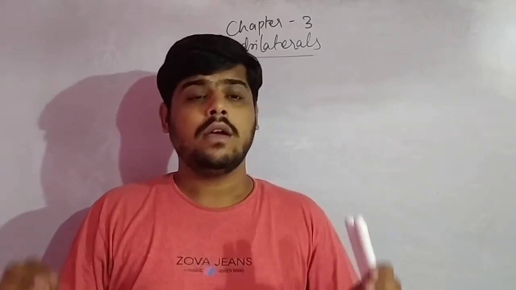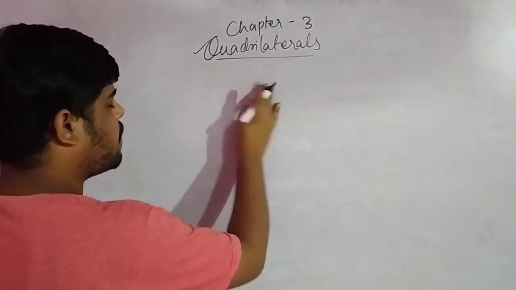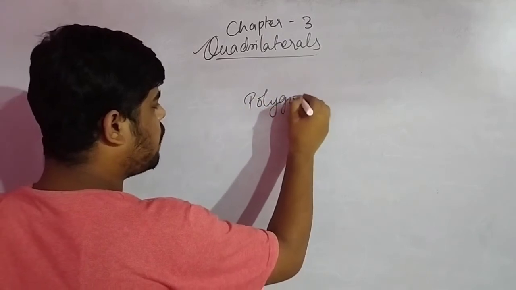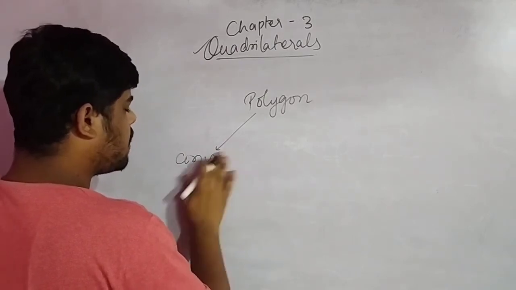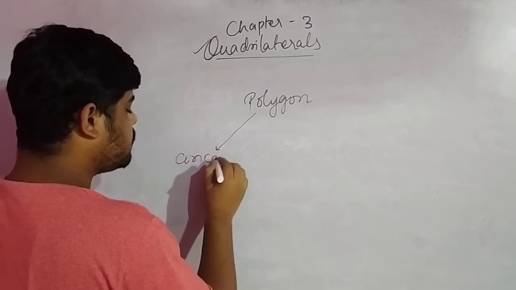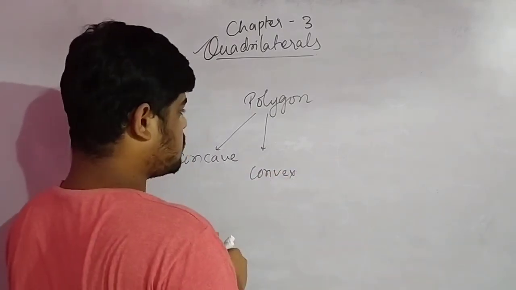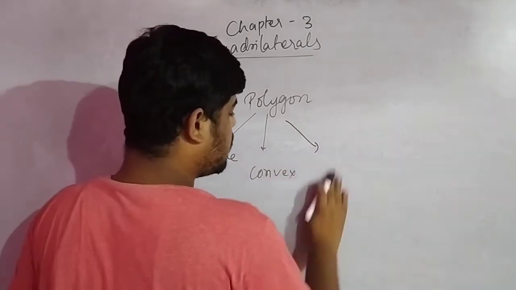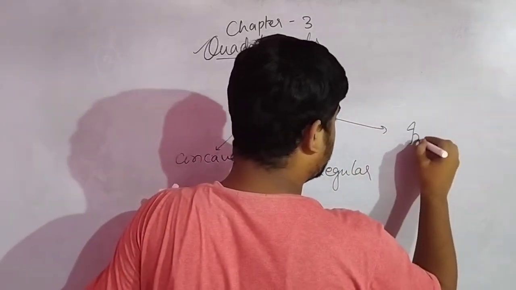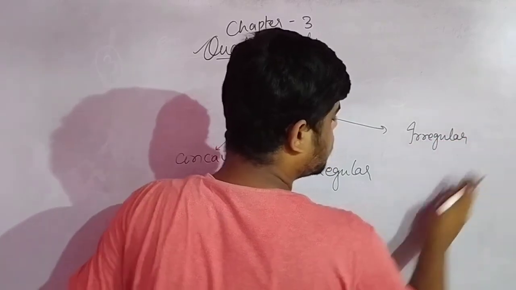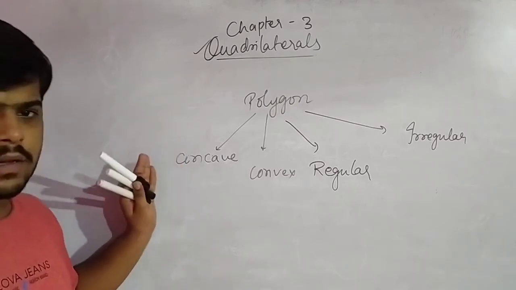Now we will do the classification of the polygon on the basis of shape. So on the basis of shape, polygons are of 4 types. The first one is concave polygon. The second one is convex polygon. The third one is regular polygon. And the fourth one is irregular polygon. Okay, these are the four types of polygon. Now students, you can pause the video and copy this.